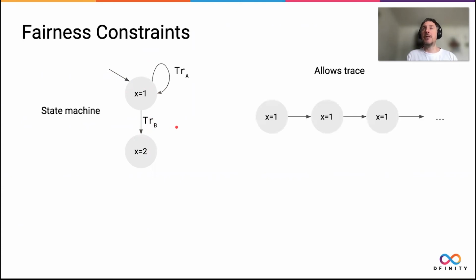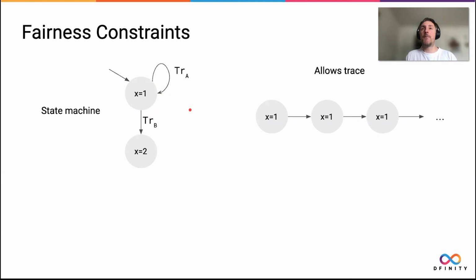Now, this state machine allows the following trace, where you just keep looping in the first state. Now imagine that this is a model of a distributed system where transition A means that the first node takes a step, and this transition means that the second node takes a step. So this state machine would allow executions where just one node takes steps and the other node never does anything. This is kind of an artifact of the way that we model things. It's not really a realistic problem.